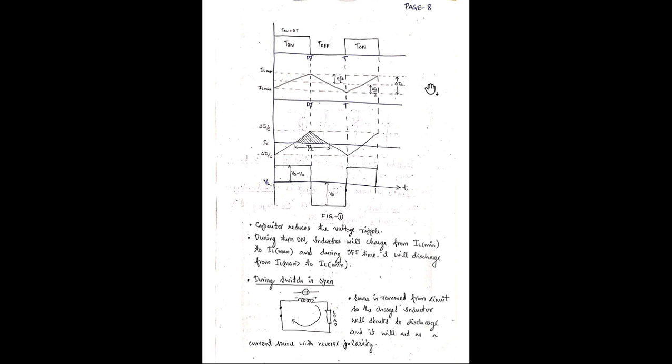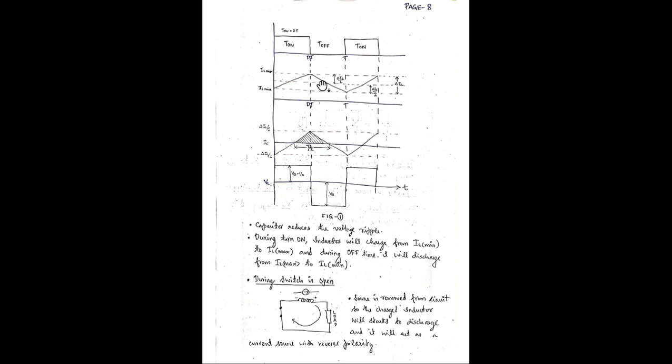Okay, and the freewheeling diode will be short circuited and it discharges through the path shown in the figure. So the inductor current will decay from IL max to IL minimum. In this graph, it will decay from IL max to IL minimum. So the average inductor current will be between IL max and IL minimum.